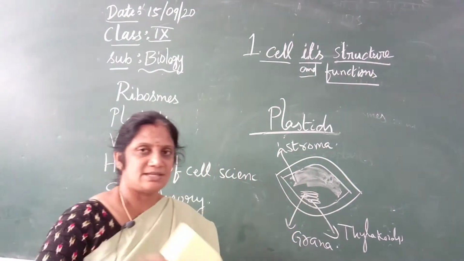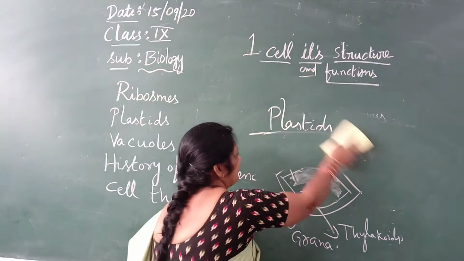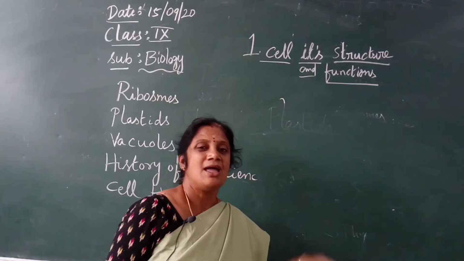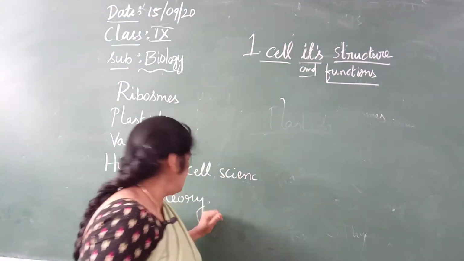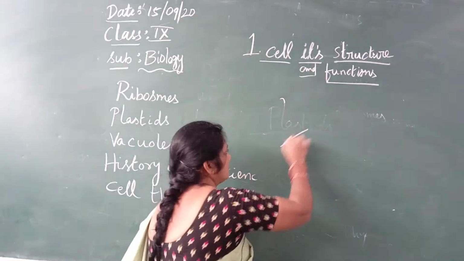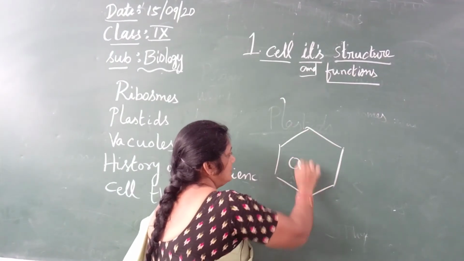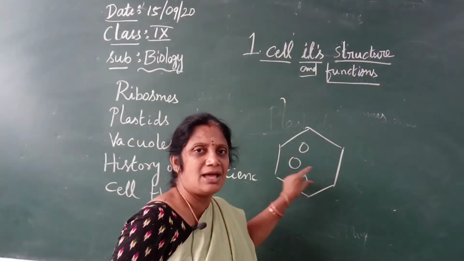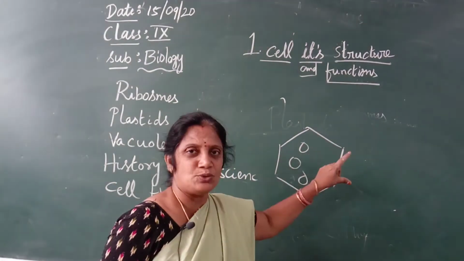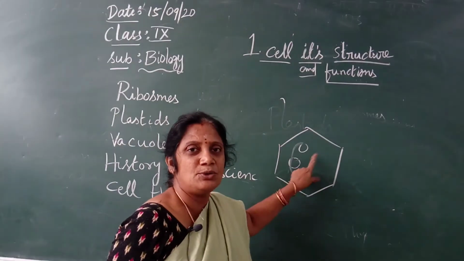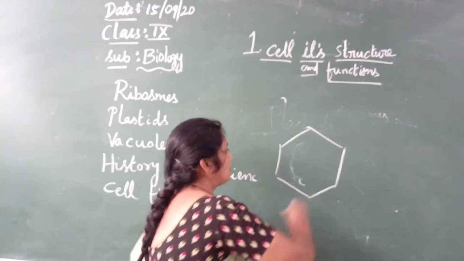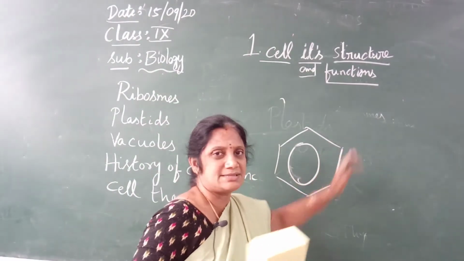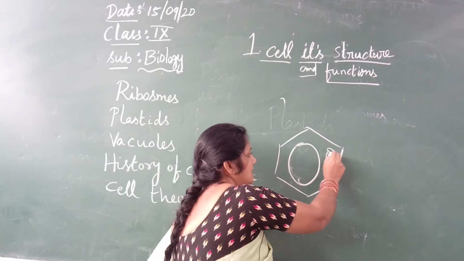Okay. Then we will discuss vacuoles. Vacuoles are present in plant cells as well as primitive animal cells. In plant cells you see these vacuoles. When the cell is small, there are many vacuoles present. As the cell matures, all these vacuoles form one big vacuole by pushing the nucleus aside.